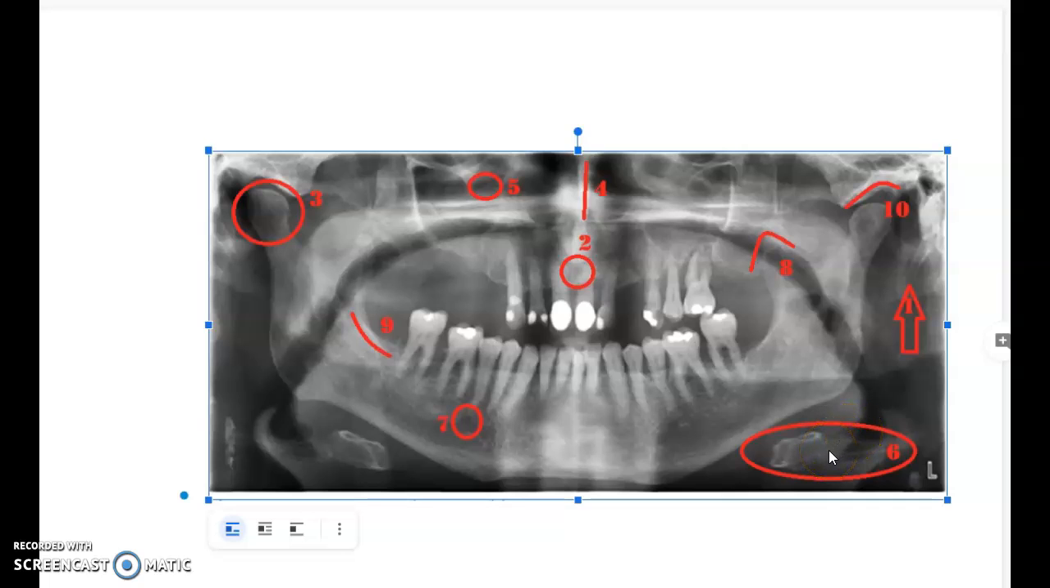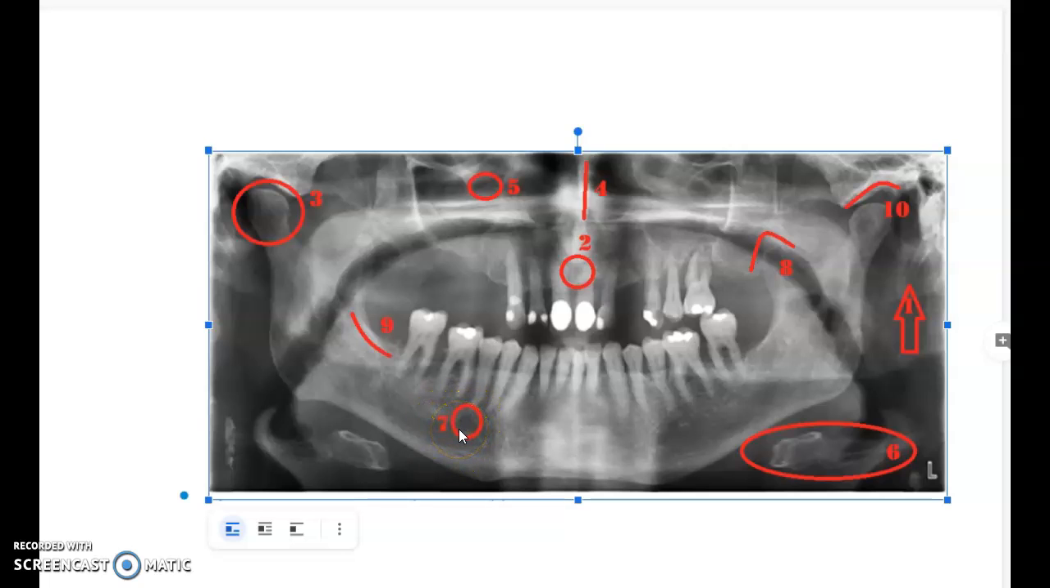Number seven is the mental foramen. And mental foramen is usually located below the premolars, and since it's a foramen, it's a hole, it's going to be radiolucent. So it's a small radiolucent, or could be a circle or oval, located apical region of the mandibular premolar teeth. So you can see it here, number seven, which is the mental foramen.